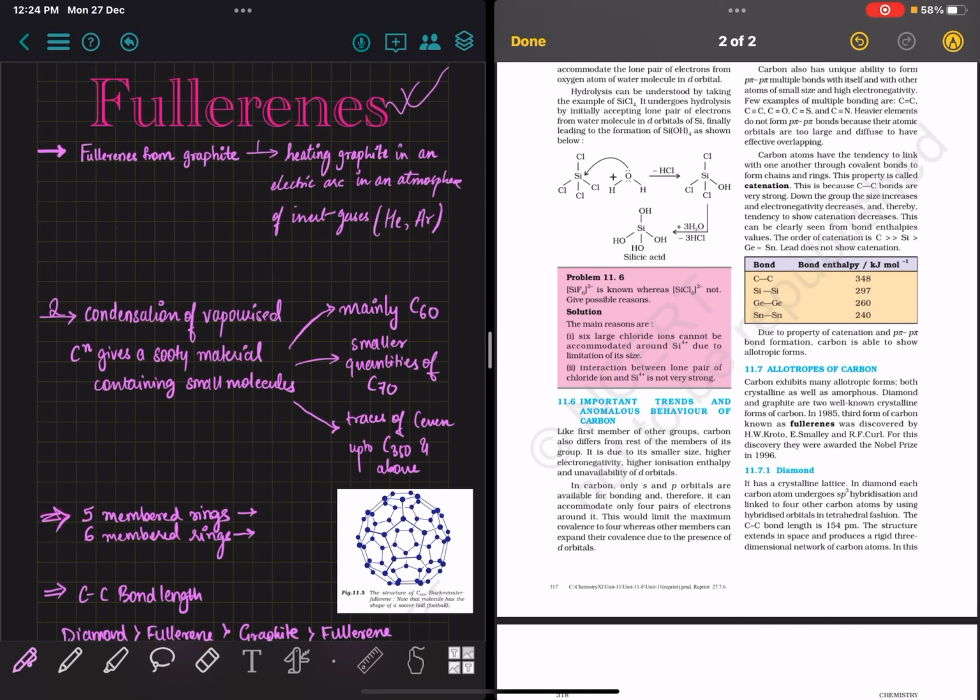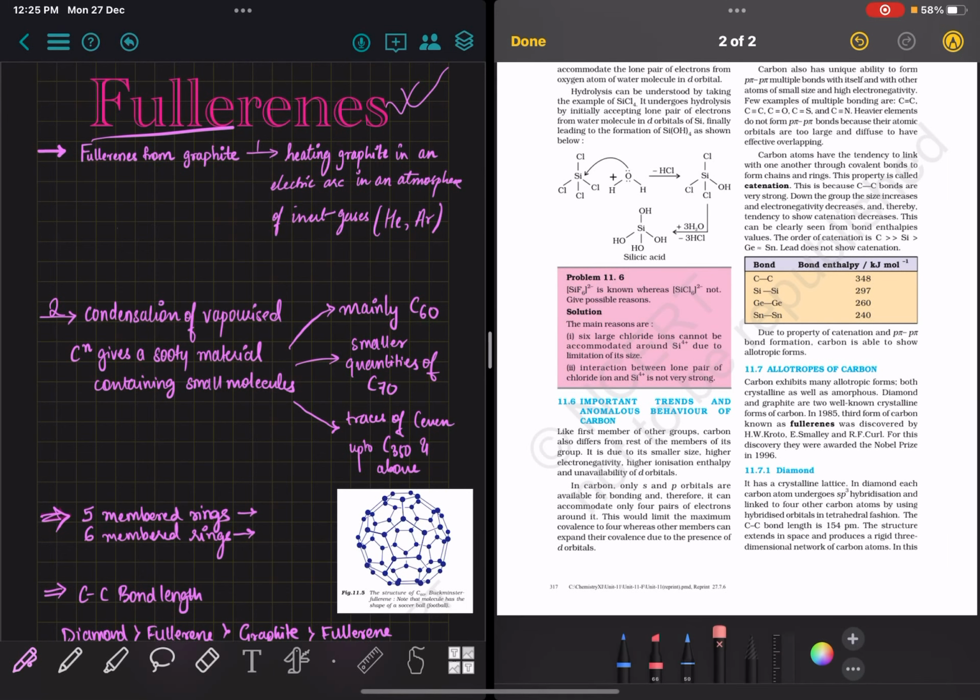So obviously, before I go into fullerenes, I'd like to mention one thing about carbon itself. In the carbon family, only carbon shows allotropy, and there is a reason, because it has anomalous properties like p-pi multiple bonds and catenation, which other members of the group either don't show or have less capability of. And because of this property of catenation and p-pi multiple bond formation, carbon shows allotropic forms, and one of them is fullerene, which was recently discovered by these people. They were awarded a Nobel Prize.